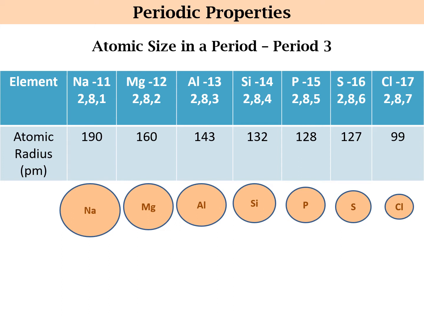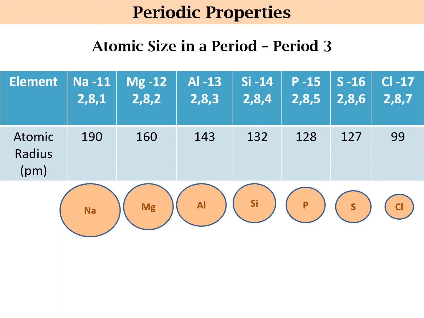So what we have observed here is that as the increased nuclear charge, that is the number of positive charge inside the nucleus, goes on increasing, the electrons are pulled towards the nucleus to a greater extent, and thereby the size of the atom goes on decreasing. The nucleus of sodium has to hold only one electron in the valence shell, and hence its size is going to be maximum, 190 picometers, and you can see that the circle is the biggest.